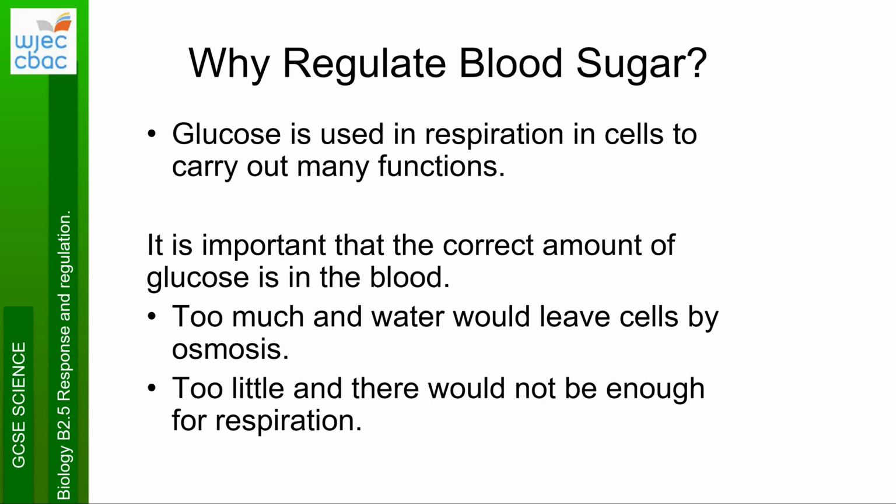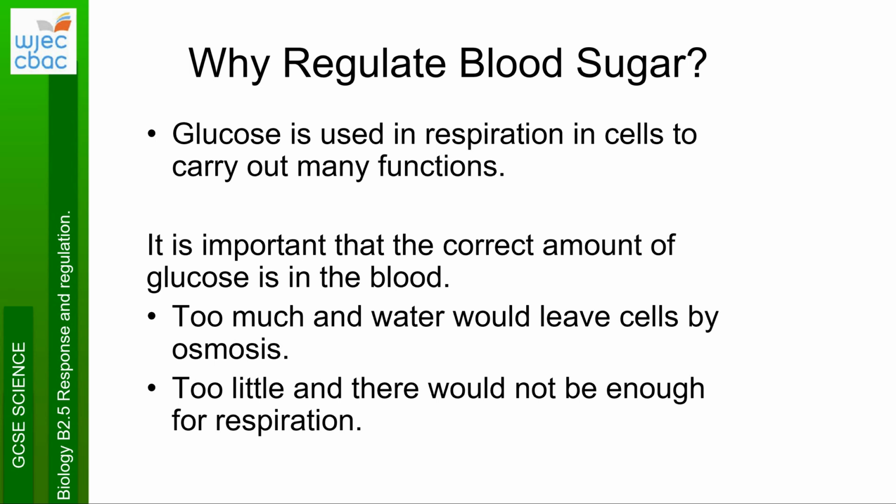So if there was too much glucose in the blood, the concentration between the sugar and the water in your blood would be incorrect, and that would cause water to leave your cells by osmosis, which we learned about in year 10. So if you remember, with osmosis, water moves from where there is a higher water concentration to where there is a lower water concentration. So if there's too much glucose in your blood, that means there's too little water, and water would leave the cells by osmosis. Also, obviously, if you've got too little glucose in your blood, there wouldn't be enough for you to be able to carry out respiration.